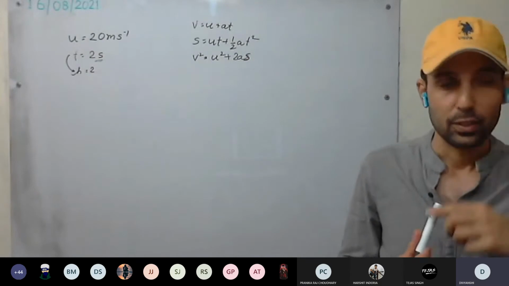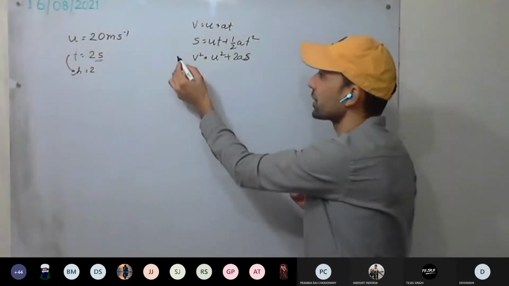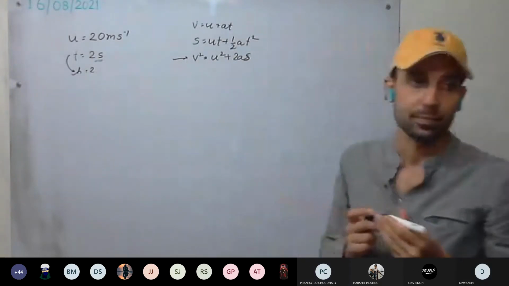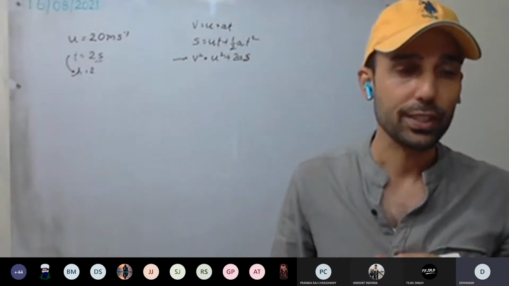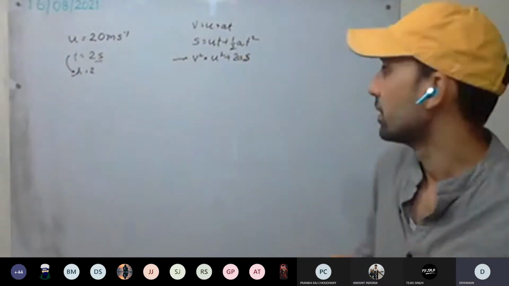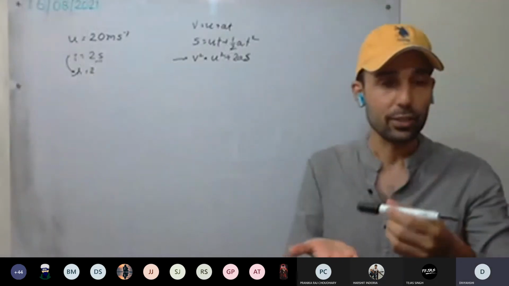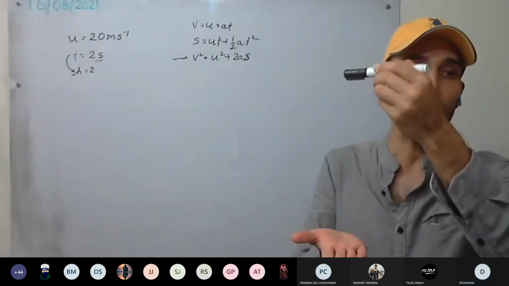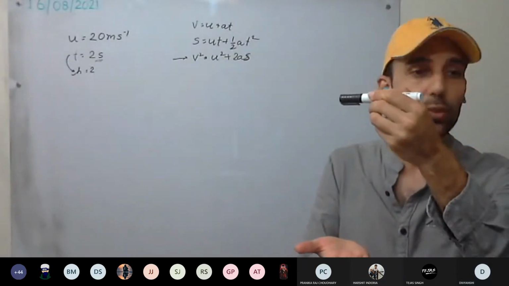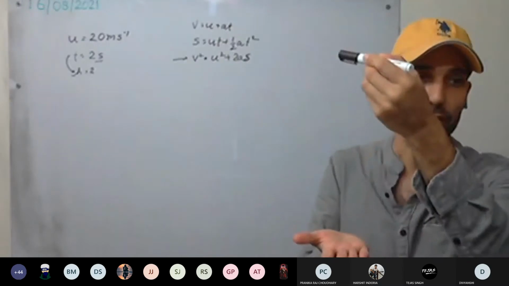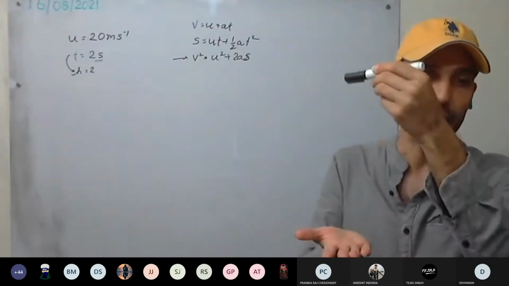Second equation. Okay, why not the third? Why are we not using the third? Final velocity is not given. What is the question asking? What is the height reached after 2 seconds? It is not saying maximum height reached. What is the height after 2 seconds that you have to calculate?